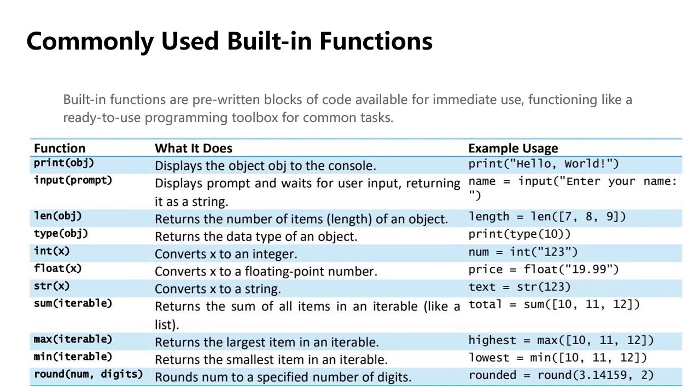Let's dive into the specific tools you use most often. This list represents the foundation of your Python workspace. These are pre-written blocks of code. Think of them as high-quality tools in a toolbox that are already sharpened and ready for you to pick up and use immediately. Looking at this table, you can see familiar names like print and input for communication. We also have mathematical helpers like sum, max, and min that handle complex calculations in a single step.